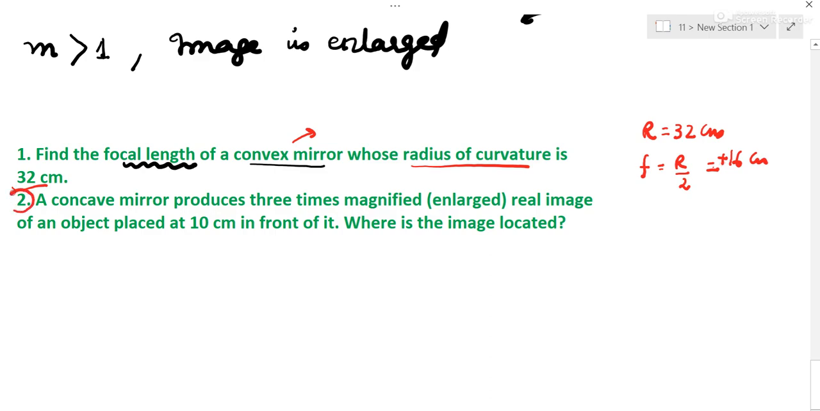Coming to the next numerical, a concave mirror. Keep in mind it is concave, so the focal length will be negative if required. It produces a 3 times magnified image, so the magnification's value is 3, and it is given as a real image. Real means the magnification is negative, very important.